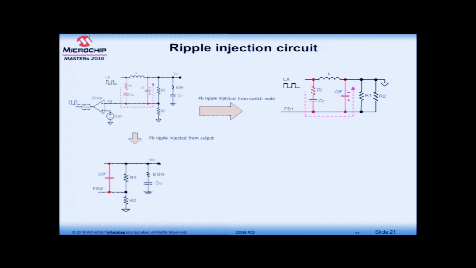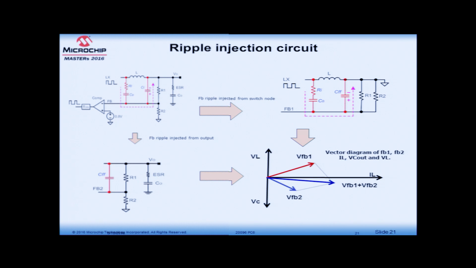And let us assume that there is no ripple from the LX node, and all the output ripple is coming to the feedback node; let us call it feedback 2. If we superpose these two voltages, you can see that V feedback 2 lags the inductor current, V feedback 1 from the switch node leads the inductor current, but if you take the vectorial sum, it is almost in phase with the inductor current, which is the basic requirement for our COT to be stable. So, that is how we make the COT controller stable with different capacitor chemistries.